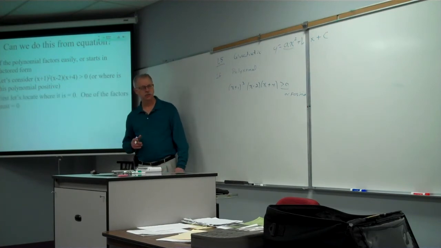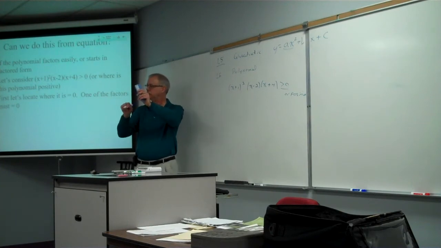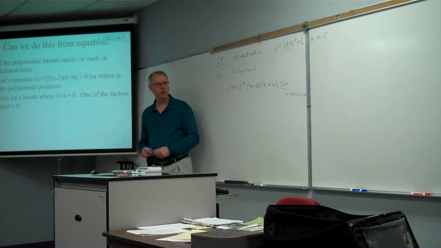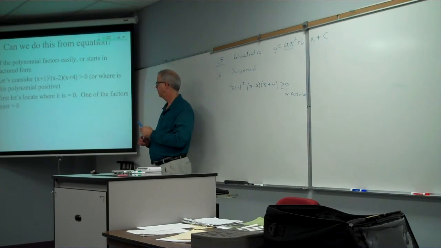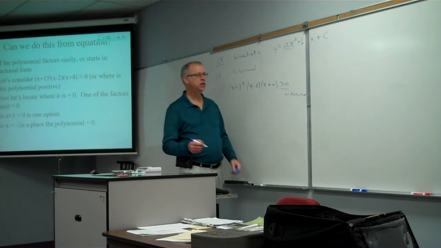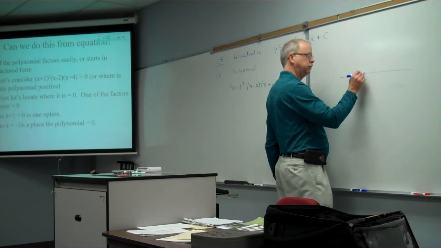Well, we're going to start this thinking about the graph. If we just knew where it was 0, between any two zeros, it's either above or it's below. So let's figure out where the zeros are first. Since it's in factored form, figuring out where the zeros are is a lot like what we did with quadratics. One of the factors has got to be 0. So if we look at the first one, x plus 1, we can solve that: x equals negative 1. That's one place this polynomial is 0.